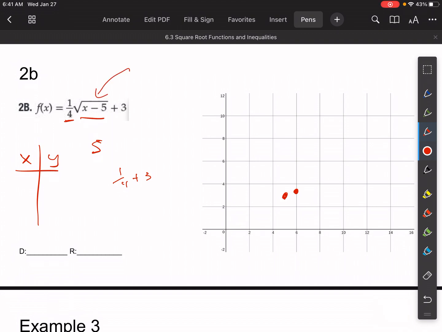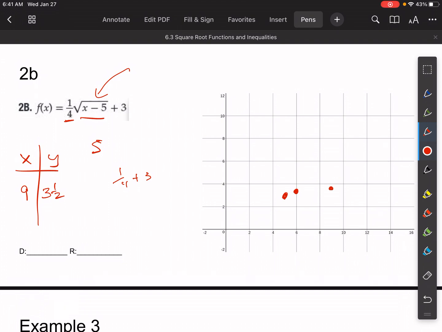So what would make that thing go to the square root of 4 would be a 9. So if I plug a 9 in, 9 minus 5 is 4. The square root of 4 is 2. 2 times a fourth is a half. A half plus 3 is 3 1/2. Notice how I just plugged that in and did that mentally. So at 9, 3 1/2, somewhere in here.